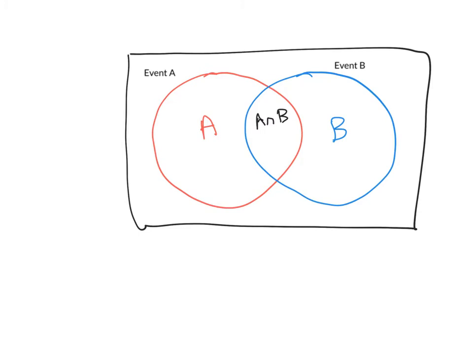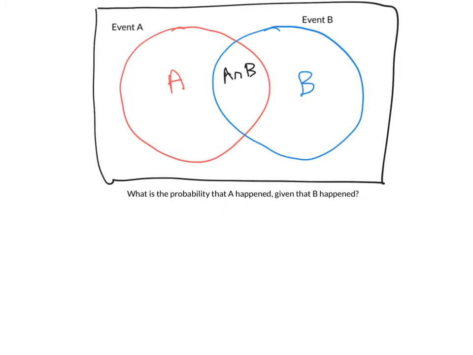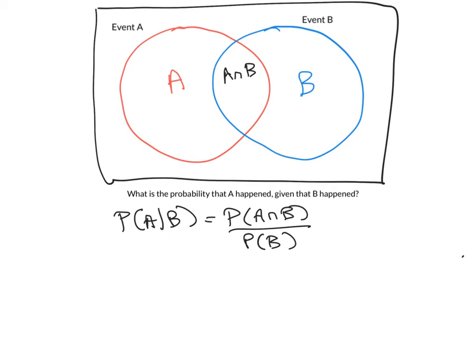So what is the probability of the following? Since we know B happened, we know that we're inside the blue circle. The only way that A happens inside the blue circle is if we're in the intersection, A intersect B. The way we write this out is with the following formula. This is the formula for conditional probability.